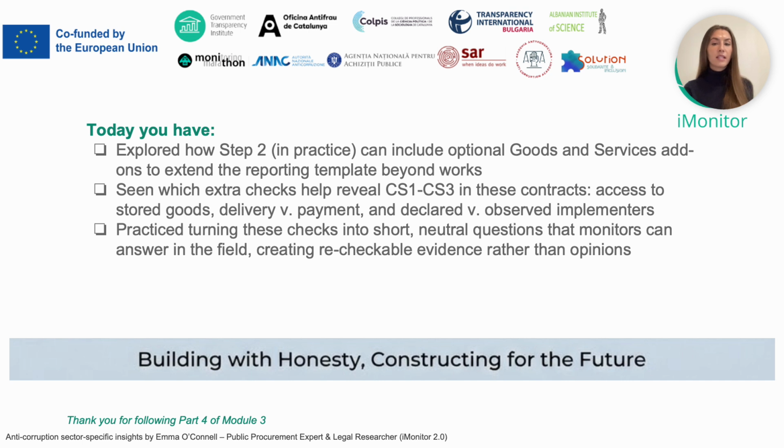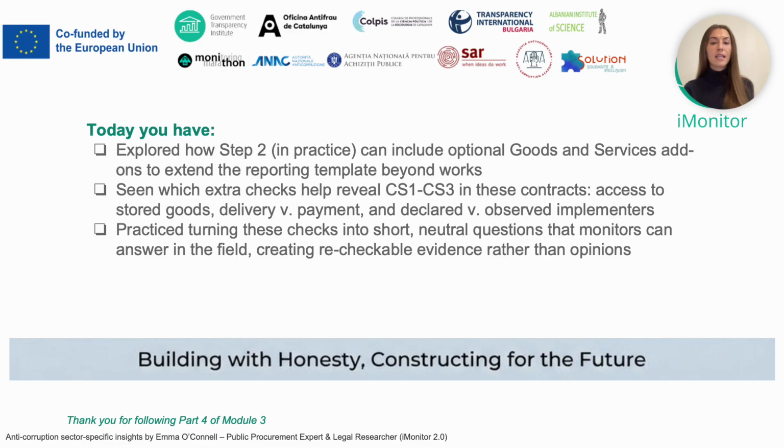Then we turn to services. So if the monitor selects services, a different set of add-ons appear, again mapped back to the same 3 schemes. First we start with delivery versus payment, so acceptance of services. This first extra question asks whether deliverables were accepted in writing against the stated criteria, and invites the monitor to record the acceptance note, date or file reference, which mirrors exactly what we did for works. We want a clear, dated yes that something was delivered before money flows.